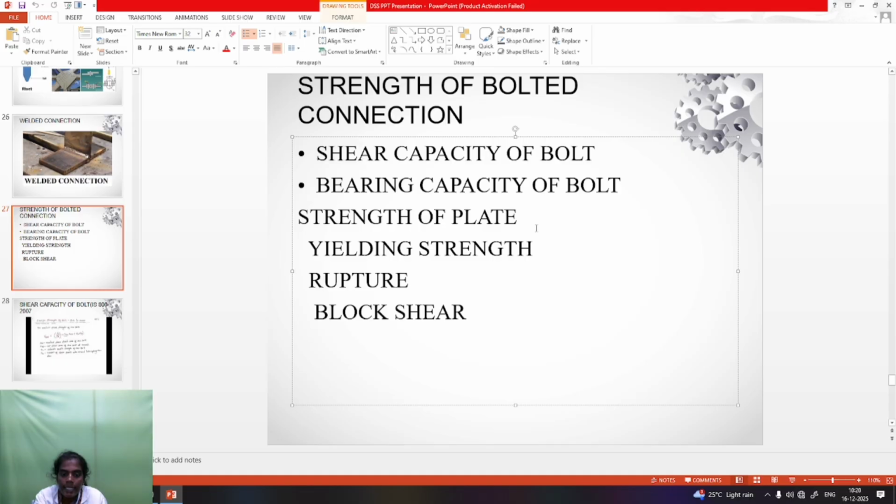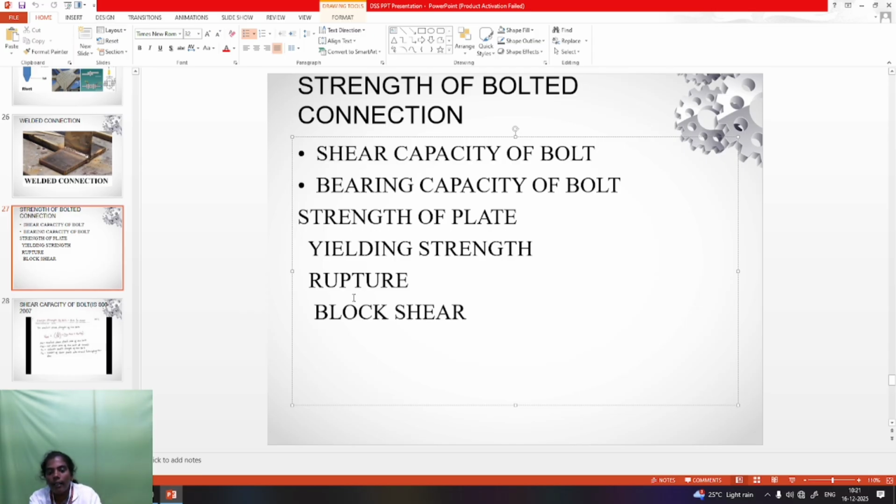The plate strength is normally on page number 32 in IS 800 2007. Formulas are arranged in IS 800 2007. The shear capacity and bearing capacity are on page number 75 in the IS 800 2007 code book. You refer to the code book, take that formula and calculate the shear capacity. Both the plate strength and bolt strength are calculated.